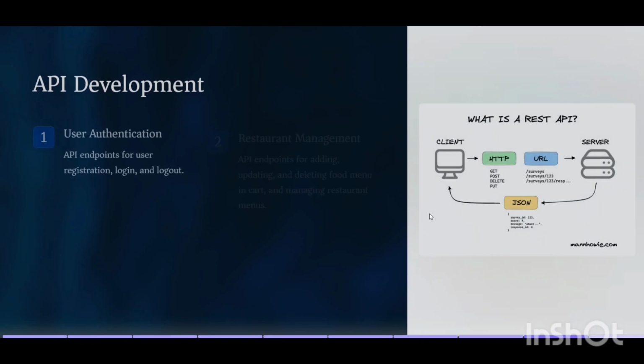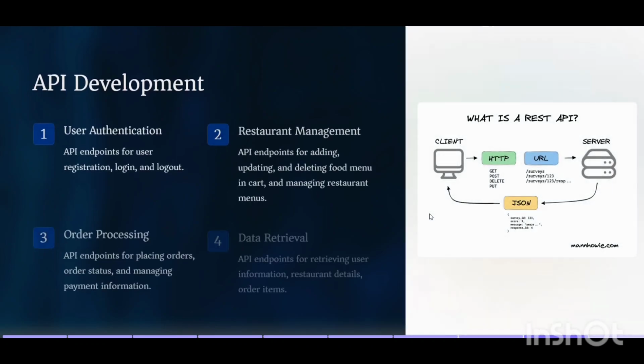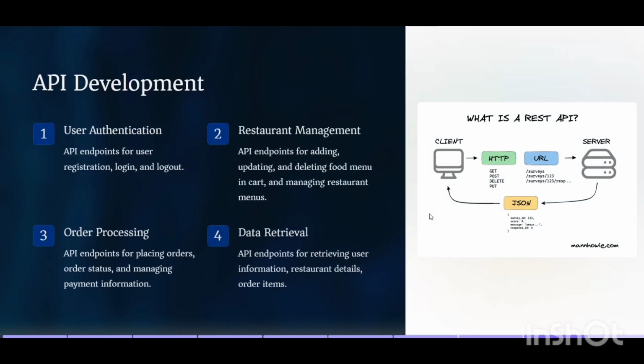Let's see what is API development. API development is the process of building an application programming interface, which is a set of rules and protocols that allow software applications to communicate with each other. Let's see the four key components of API development. First is user authentication. API endpoints for user registration, login, and logout. In our project, all the three tasks are done with the help of API.